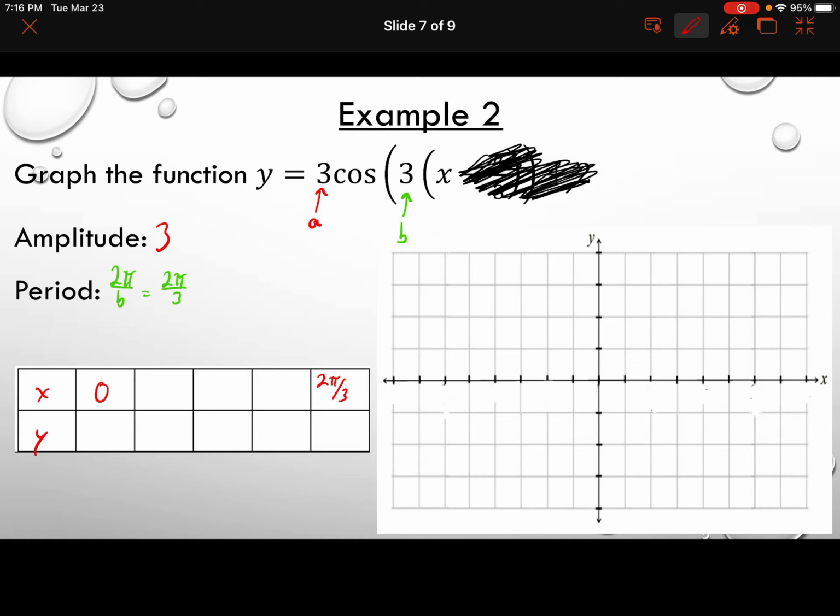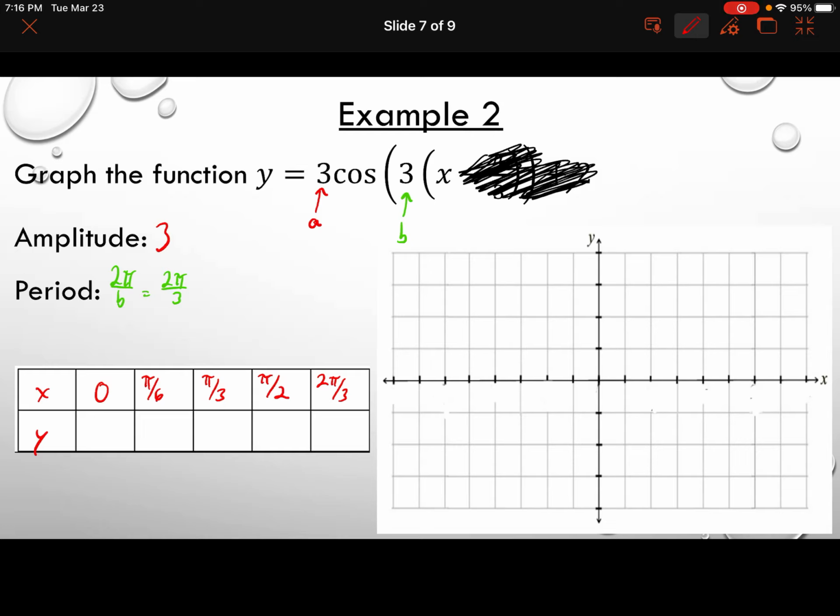So let's see. Halfway between those is going to be pi over 3. Then halfway between those is going to be pi over 6. And then halfway between those is going to be, so pi over 2, actually. There you go.